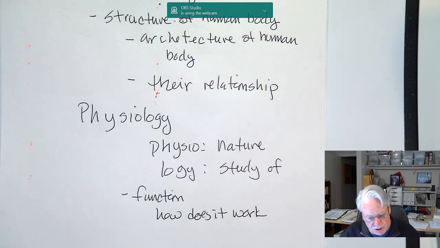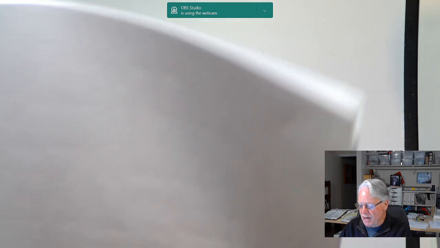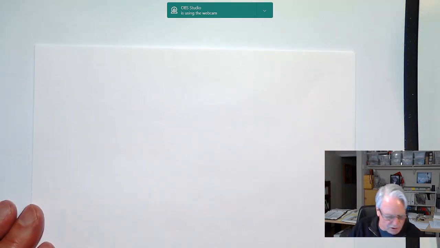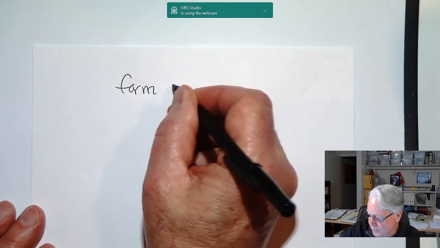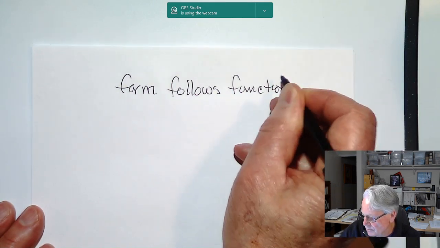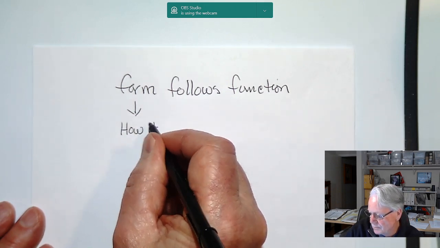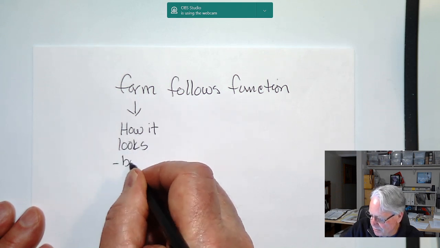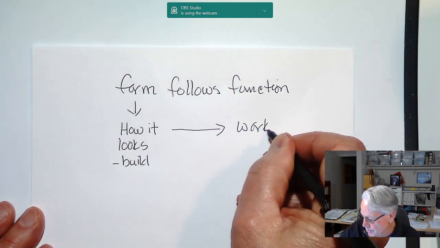So this brings us to a saying or a phrase that captures both of these ideas in one related idea. So let's talk about that and come back then to anatomy and physiology as we look at that particular idea. So the idea that I'm talking about is this: form follows function. So how something looks, how it's built, is connected to how it works.